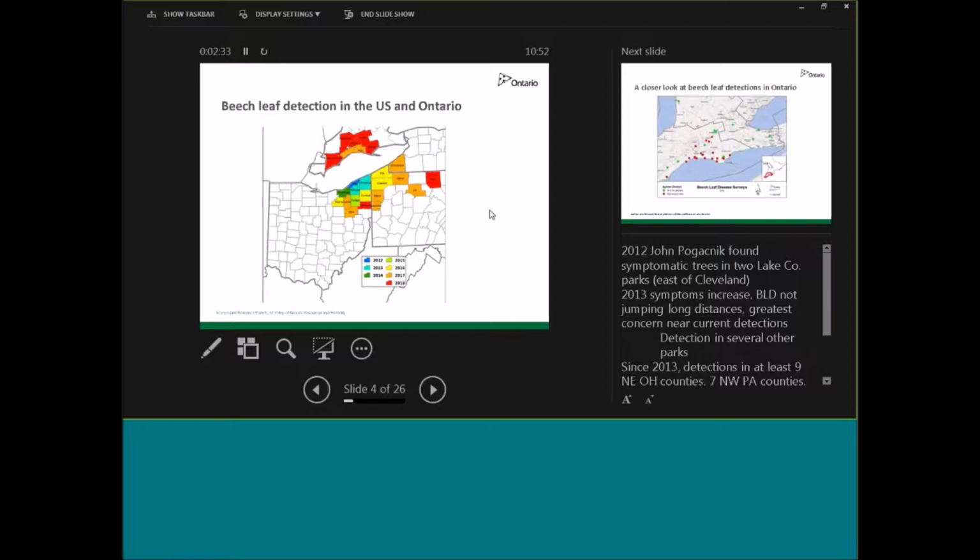As you can see, it was then detected in Pennsylvania in 2016 and New York in 2017, and then our own forest health monitoring technicians detected it in southern Ontario in Elgin County in 2017 as well. Now we are up to a 5-county area.